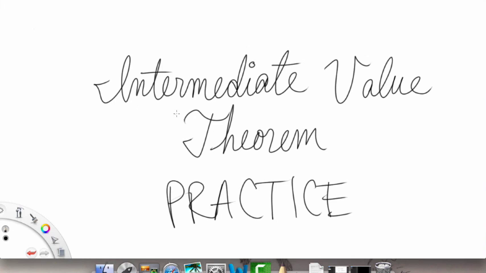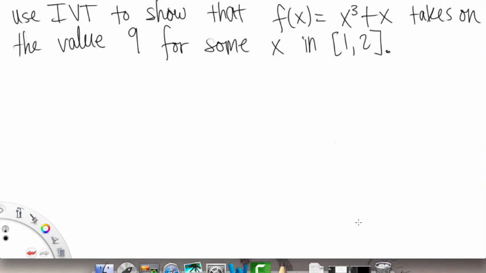Hello and welcome to the practice problems video for the intermediate value theorem. For this problem we're asked to use the intermediate value theorem to show that f of x equals x cubed plus x takes on the value 9 for some x in the interval 1 to 2. So the given interval is a and b, so a is 1 and b is 2.